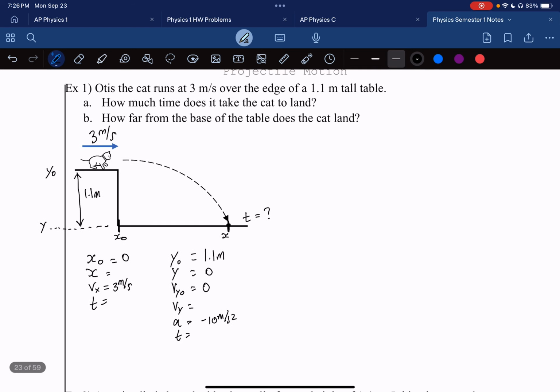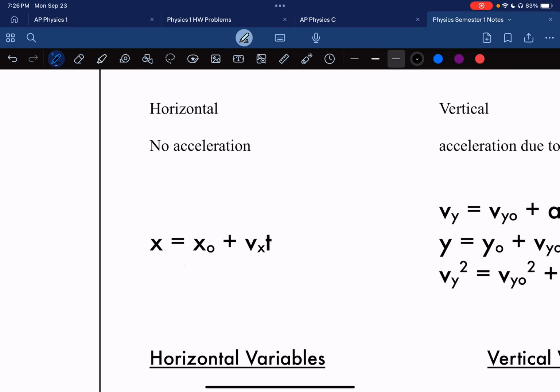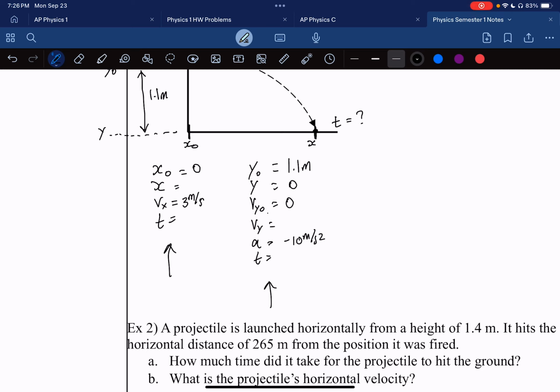Cool. These problems are typical that we'll see. This type of problem, like a cat rolling off a table sort of problem. And question A says how much time? So we're looking at two lists here. We don't have enough numbers in this list to use that equation. We need to have 3 numbers if we're going to solve for one of the missing variables there. So it really falls on the vertical list, the vertical column. And we've done this many times. We have 4 variables. We just need to solve for time.